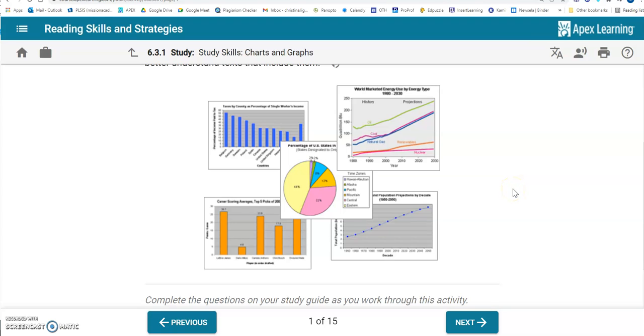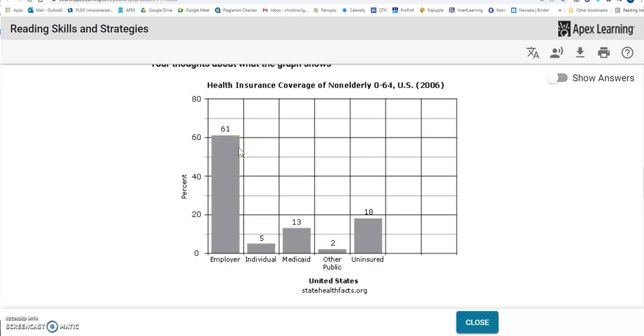In this lesson, we're going to go over the pie charts, line graphs, and bar graphs. Here is the example here. So let's take a look because it's hard to understand these without an example. This is an example of a bar graph. We know it's a bar graph because we see bars here.